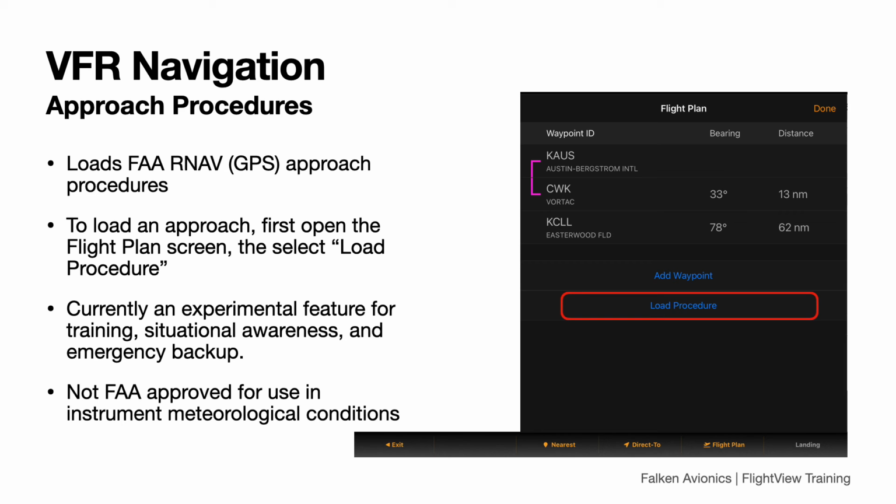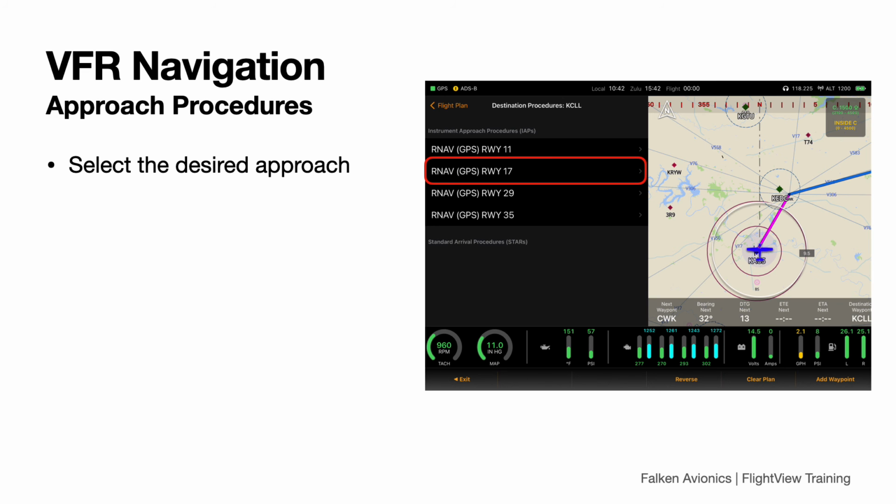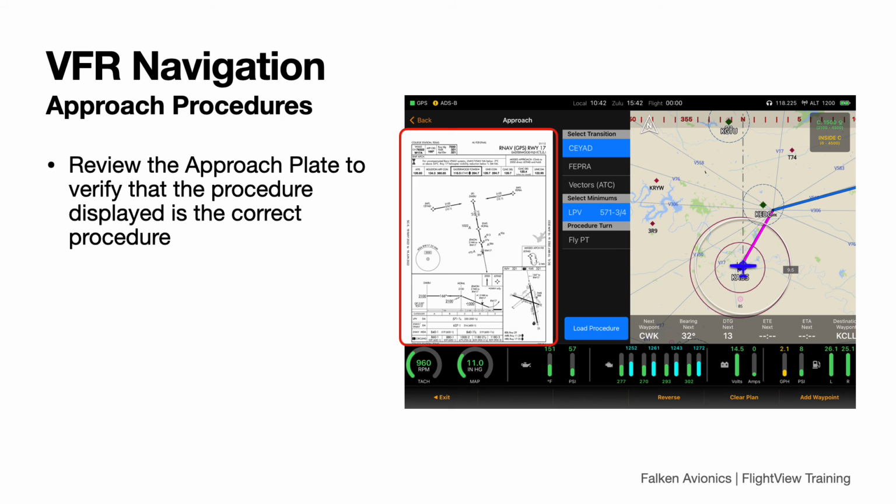With all of that out of the way, it's really easy to use. To get started, just tap the Load Procedure button. The system will load a list of RNAV GPS approach procedures available at your destination airport. If there are no RNAV GPS procedures, this list will be empty. To load a procedure, just tap it. Next, review the procedure plate to make sure you've selected the right approach. If not, you can tap the back button to select a different approach.